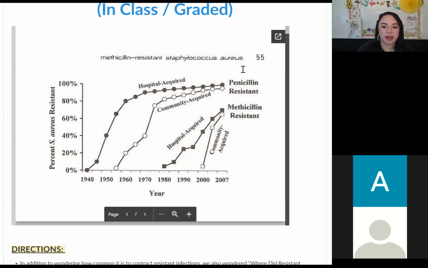All right, where do you think this would be nowadays? Do you think the numbers would be higher or lower? Do you think more of this type of bacteria today are resistant to penicillin and methicillin, or fewer are? Higher, it is. Now let me ask this question. Can we go above 100%?